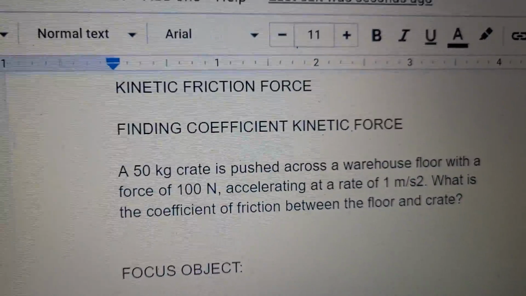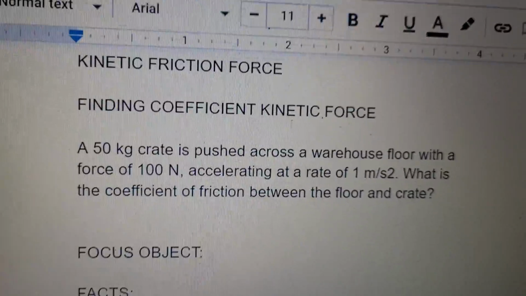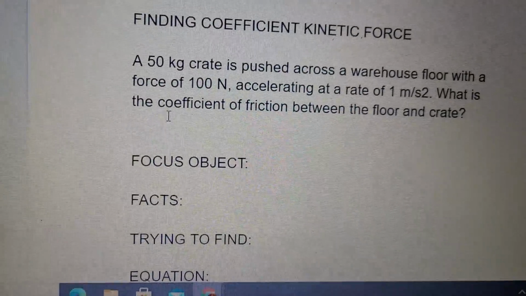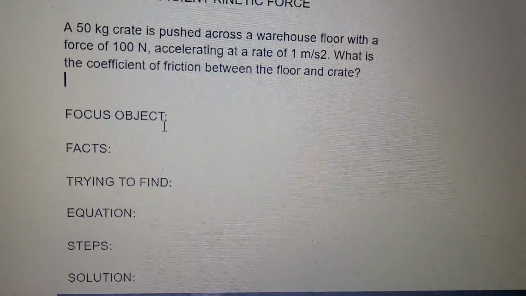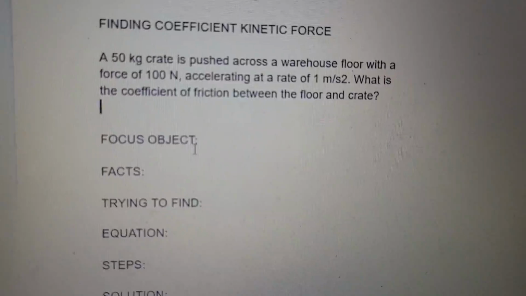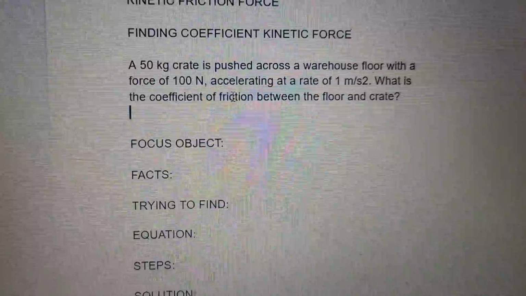Hey guys, so today we're going to learn how to find the coefficient of kinetic friction, okay? So bear with me, because it's something that a lot of people struggle with. I hope that you guys don't find this too difficult.